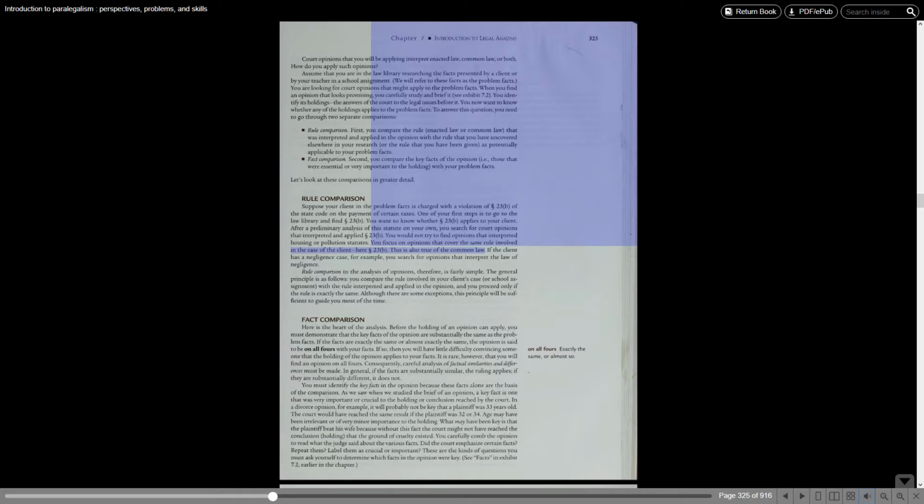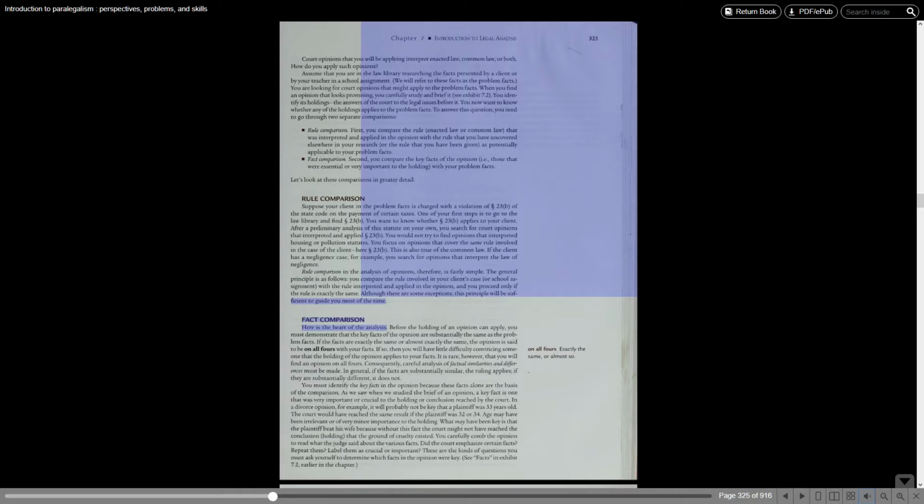This is also true of the common law. If the client has a negligence case, for example, you search for opinions that interpret the law of negligence. Rule comparison in the analysis of opinions, therefore, is fairly simple. The general principle is as follows. You compare the rule involved in your client's case or school assignment with the rule interpreted and applied in the opinion, and you proceed only if the rule is exactly the same. Although there are some exceptions, this principle will be sufficient to guide you most of the time.